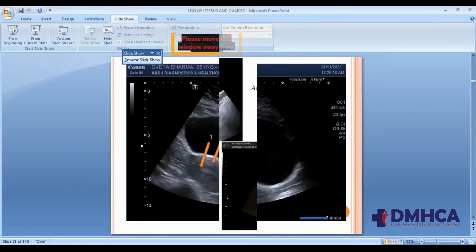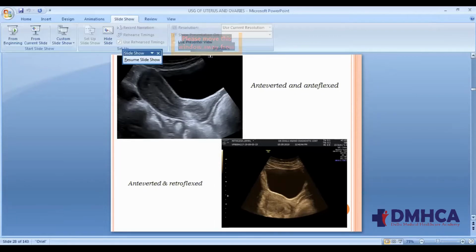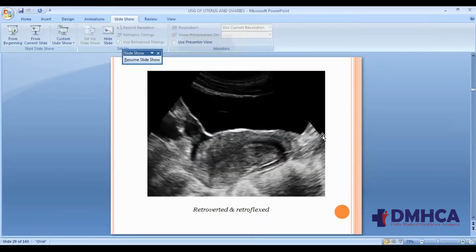Perimetrium is very difficult to visualize, as I told you, because it's a thin layer which covers the uterus. Look at this image: the angle between the vagina and the cervix is facing up, whereas the fundus is looking down. So the version is anterior, but the flexion is posterior. This is an anteverted but retroflexed uterus.